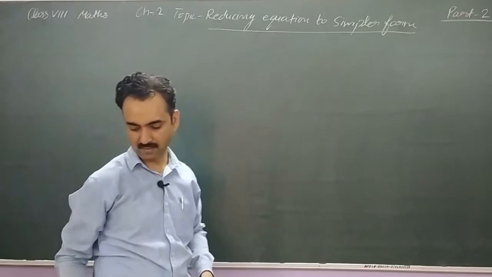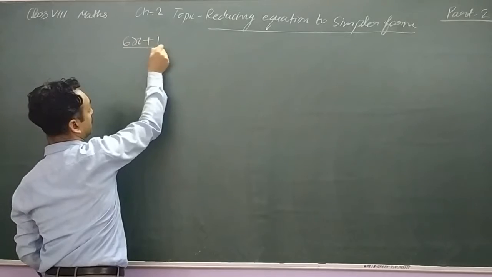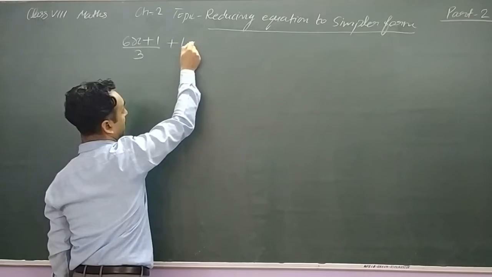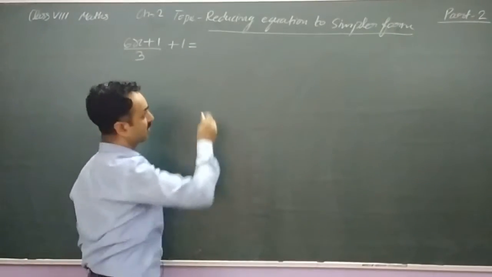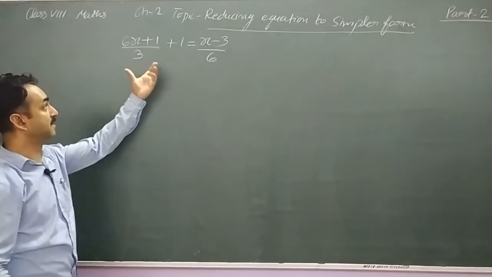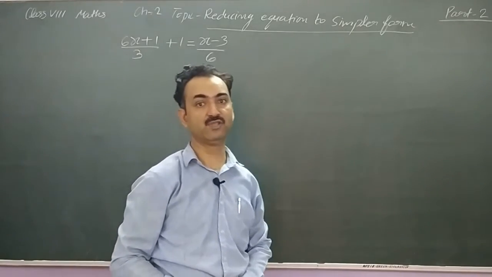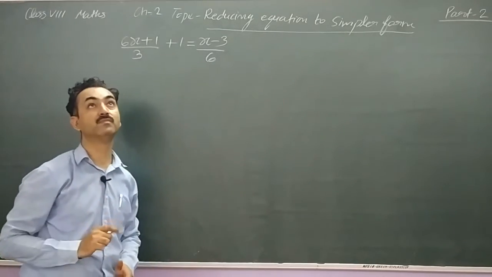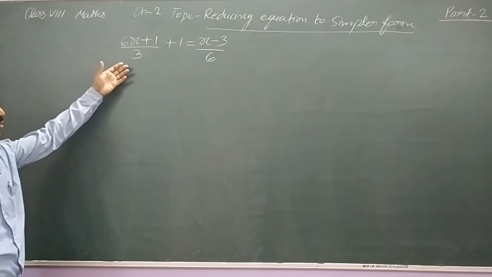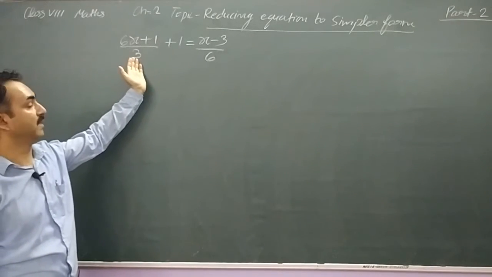Let's take an example like 6x plus 1 upon 3 plus 1 equals to x minus 3 upon 6. So this equation is not in simpler form. So we have to understand how we can change this equation into simpler form. First of all we will remove this 3 and 6 from the denominator part.